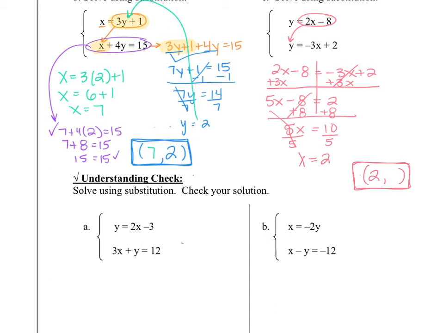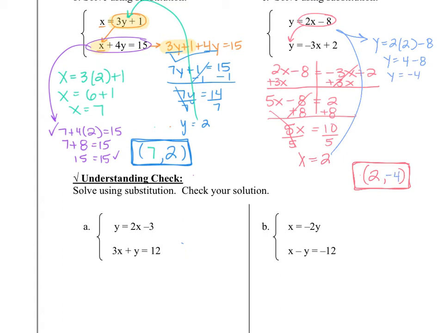Plug that 2 back in. It doesn't matter which one you use, top or bottom. I kind of like the top one. 2 times 2 minus 8. So y equals 4 minus 8, which means y equals negative 4. So that's what we got for y: negative 4.